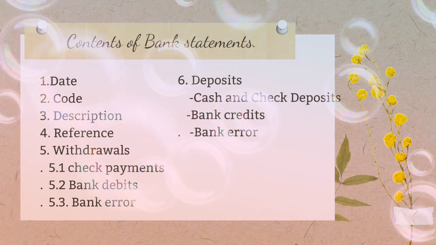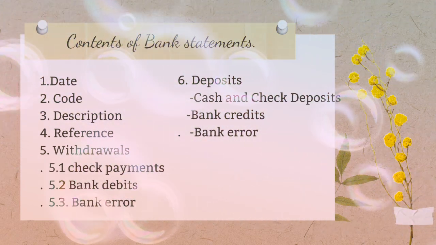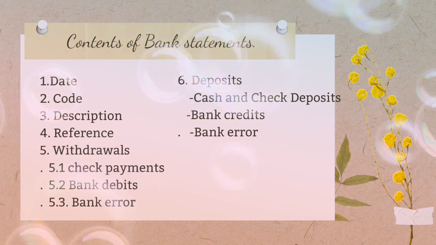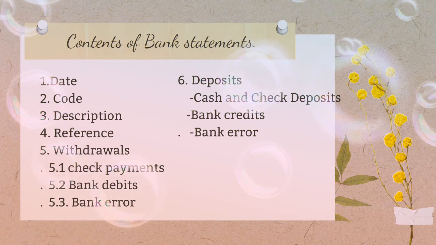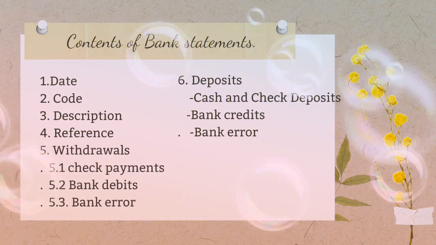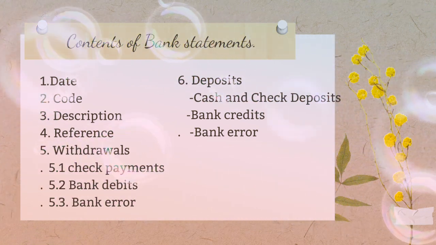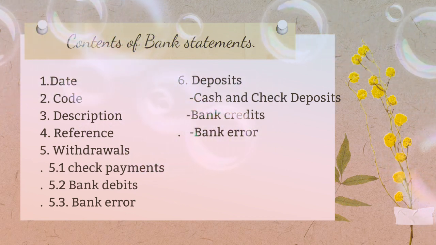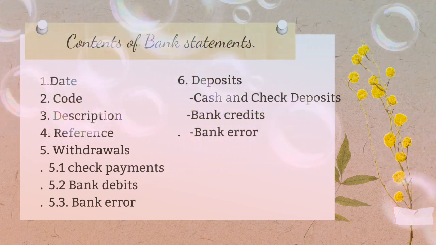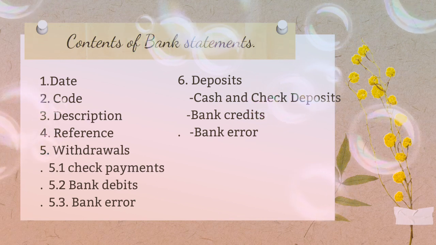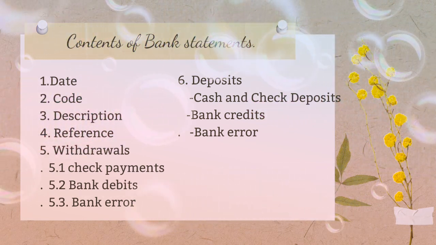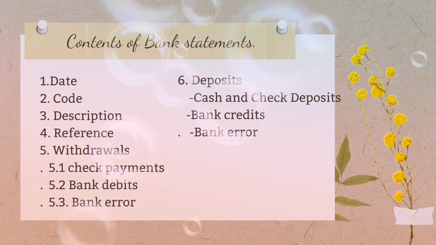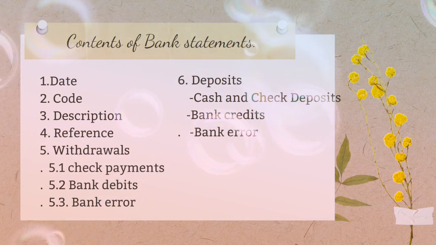6. Deposits. Deposits, this column represents addition to the depositor's account. This is usually consists of cash and check deposits. Bank credits, it includes interest income as discussed before. Savings and checking accounts earn interest but minimal in amount. The last is bank error. Bank error is a transaction error made by the bank that increased the depositor's account.